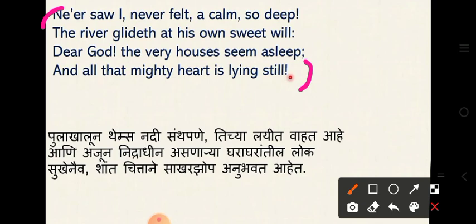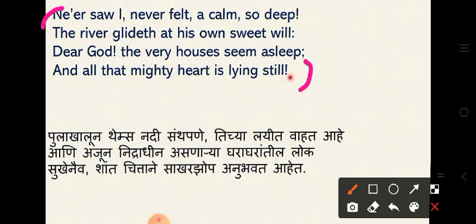The river Thames glided on slowly under the bridge. The people in their houses are asleep yet, and collectively their hearts rest quiet. The river Thames glided on slowly under the bridge. So this is all the things one can take the experience from this bridge also. Okay. पुलाखालून थेम्स नदी शांतपणे तिच्या लयीत वाहत आहे. ओके. तर Thames is the name of the river which is given there.